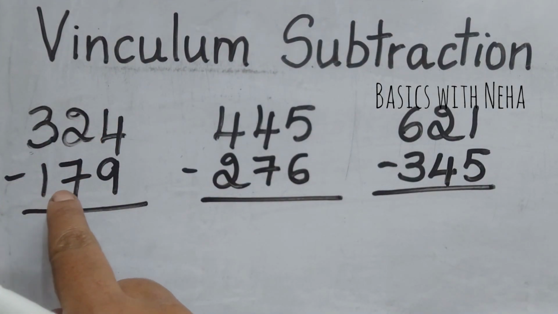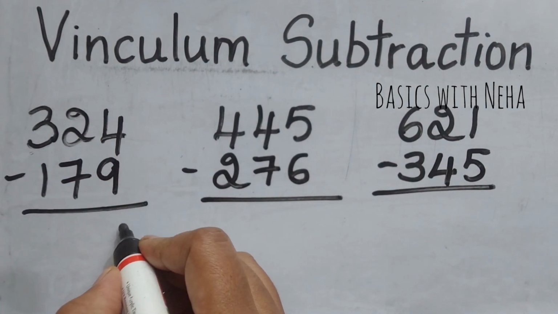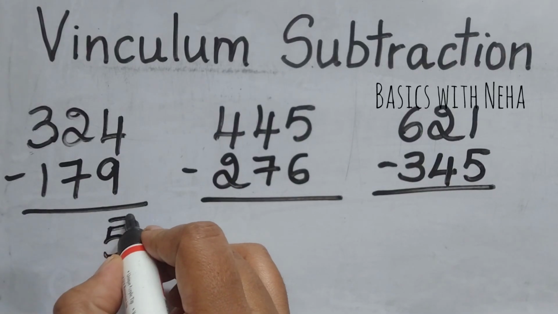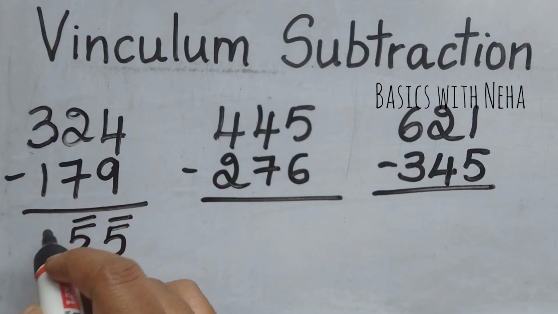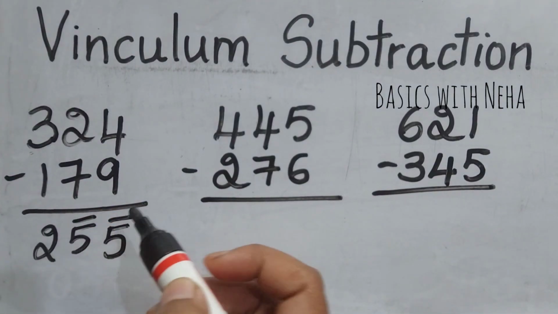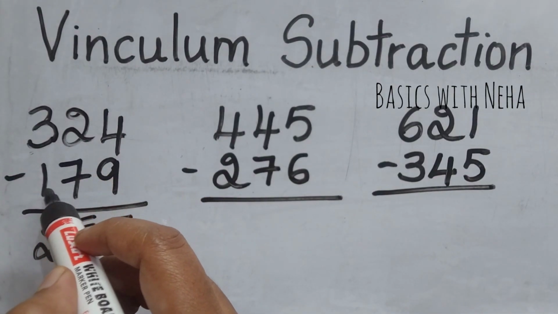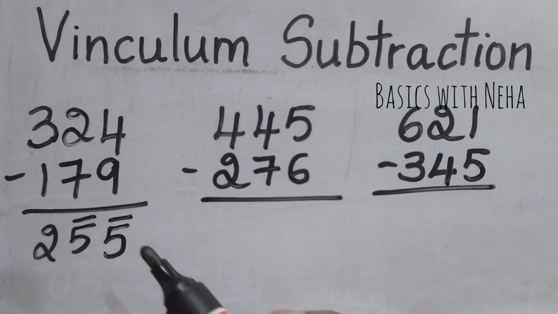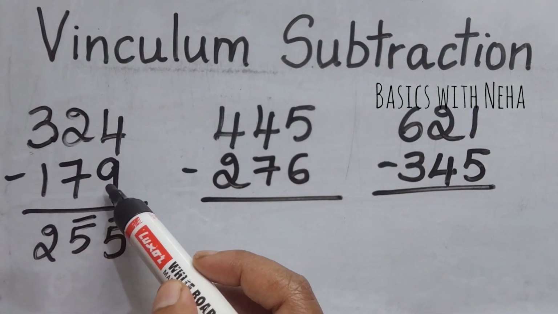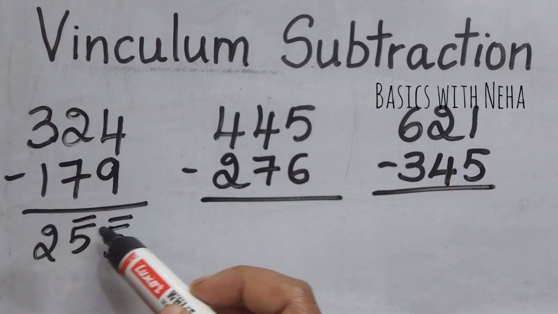324 minus 179. 9 minus 4 will give me 5 bar. 7 minus 2 will give me 5 bar. 3 minus 1 will give me 2. Whenever the minuend is larger than the subtrahend, you're going to write the number as it is. So here we are following the sign rules. So the larger number sign will be taken following the same rule.